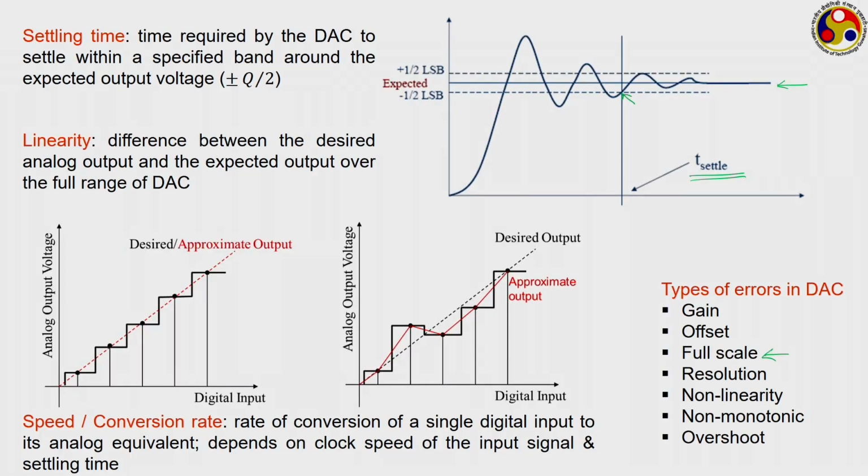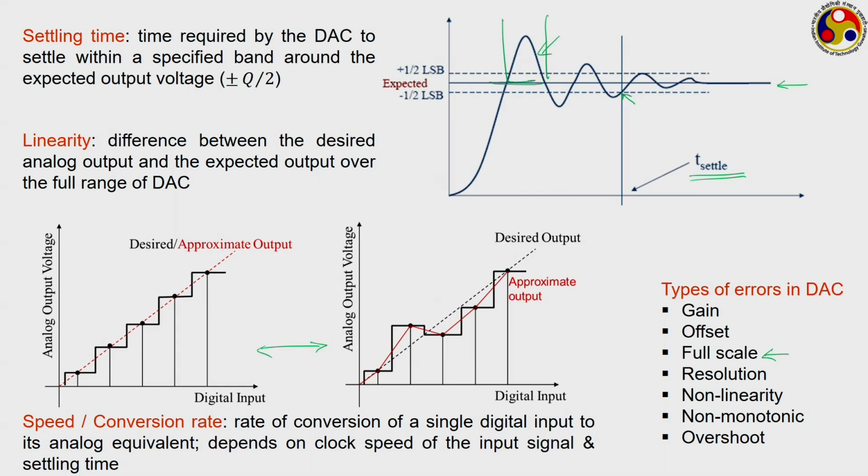Resolution, we have already seen how resolution can give erroneous results. Non-linearity, the example of non-linearity error we can see here itself. Non-monotonic is somewhat similar to this non-linearity. And overshoot, this is what we refer to as the overshoot, because this is your desired level, but over this entire span the output is greater than the actual expected output. So, large overshoot can severely hamper the working principle of the instrument and even cause permanent damage to it. So, these are certain properties which are of interest related to digital to analog conversion.